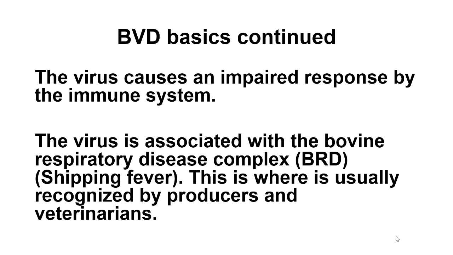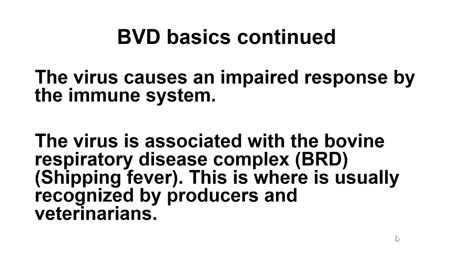Okay, so BVD basics continued. The virus causes an impaired response by the immune system. In other words, this virus is termed immunosuppressive. If animals are subject to this virus, they become much more susceptible to things like calf scours, calf pneumonia, all kinds of bacterial diseases that cattle might have. There are even some reports that if you're in an endemic anaplasmosis area and you get some BVD in there, you're likely to have more problems with anaplasmosis. Just any disease in general, it impairs the immune response.